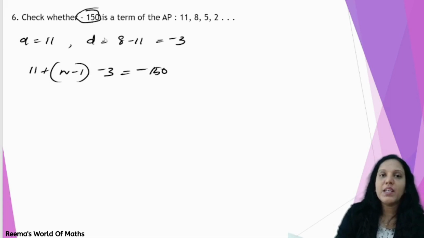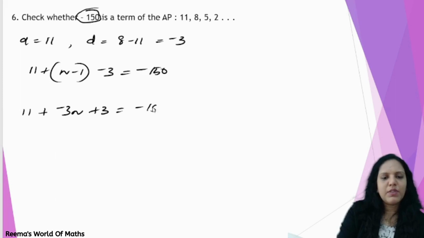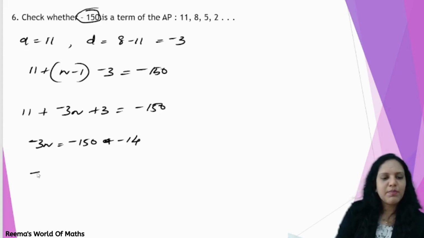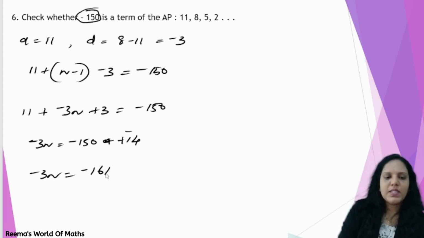Let's find the position of minus 150. So that is 11 plus minus 3n plus 3 equals minus 150. So that is 11 plus 3, which is 14. We can take 14 to the other side. So that is minus 3n equals minus 150 plus 11 plus minus 14. Correct? We have taken 11 and 3 to the other side. So that is minus 3n equals minus 150 minus 14, sorry, minus 164. n equals minus 164 divided by minus 3, which is giving a fraction.